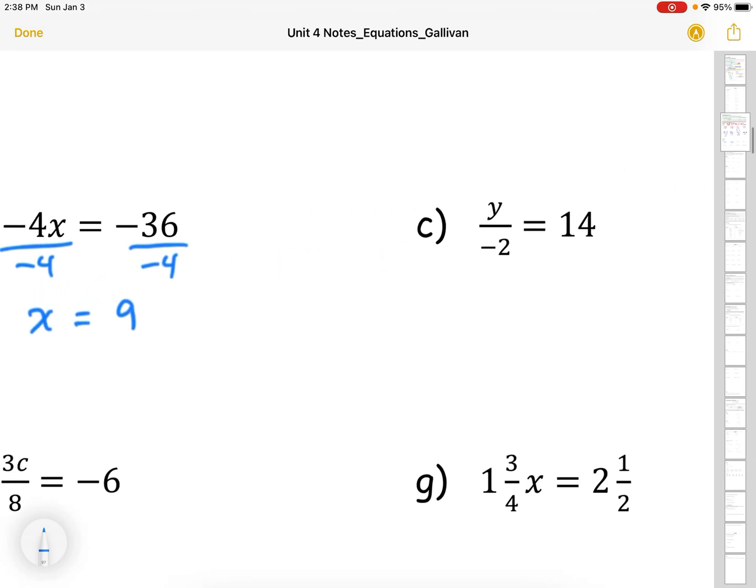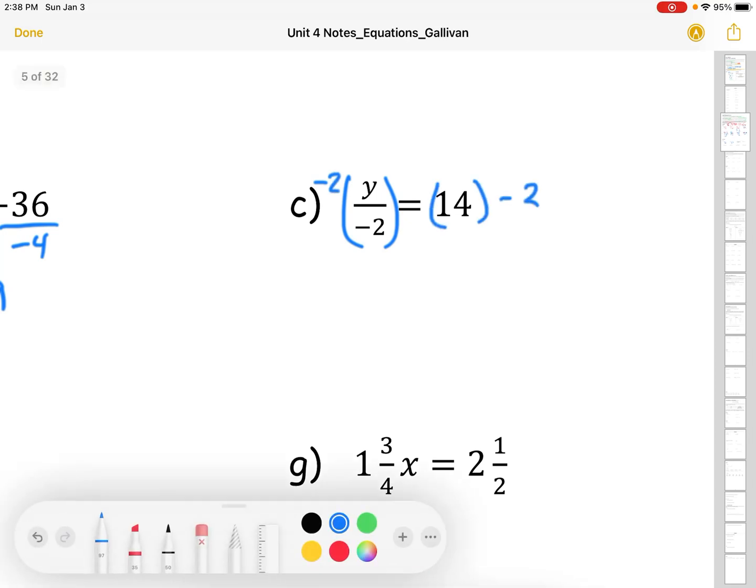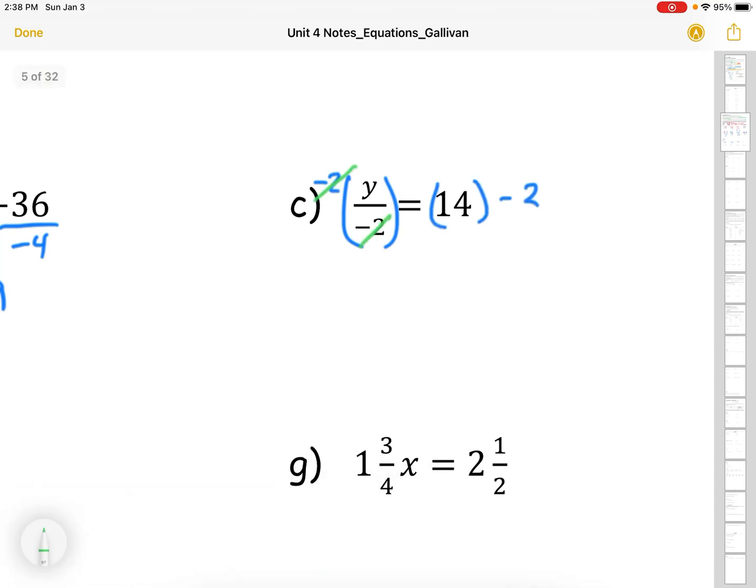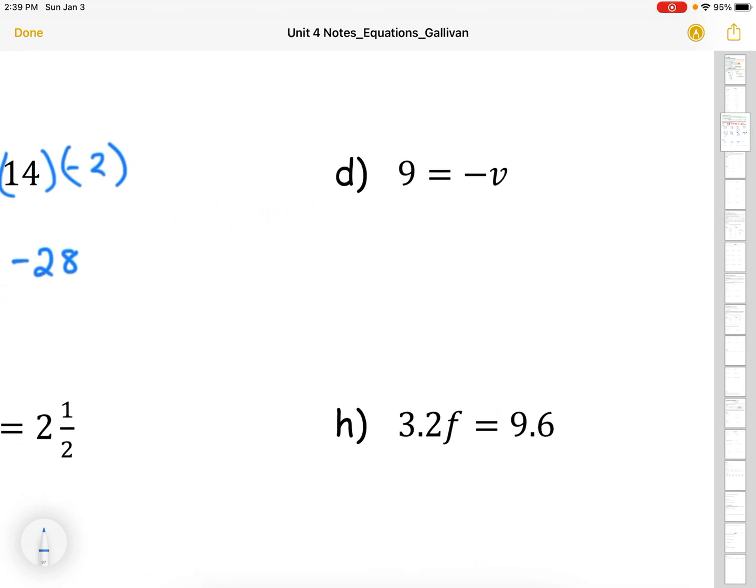Right? Okay, here we're dividing by -2, so we're going to times both sides by -2. It will cancel out on this side. We'll get y is equal to, well, 14 times -2 is -28. Don't forget your negative signs. If it helps to put brackets like that, that might help, just to make sure we're not subtracting. Okay? Alrighty, here, a little tricky.